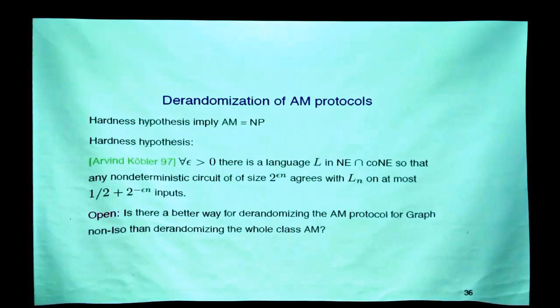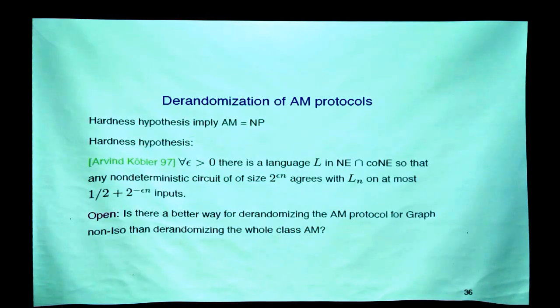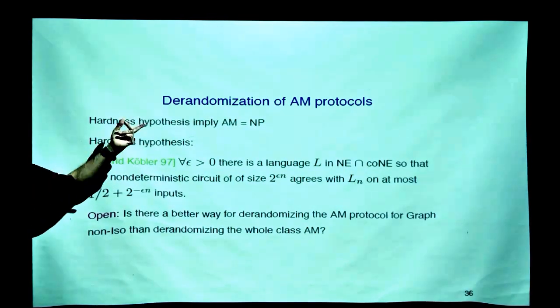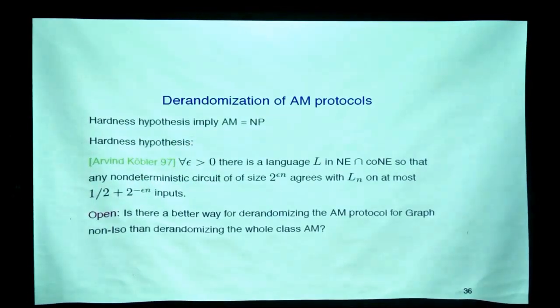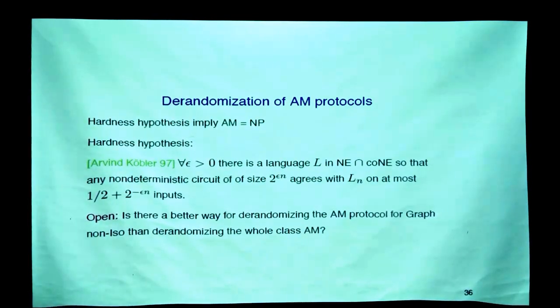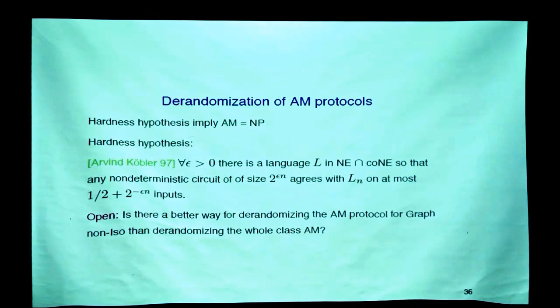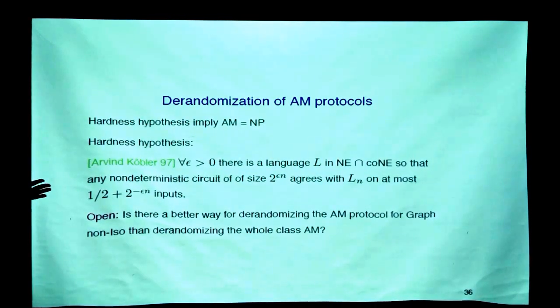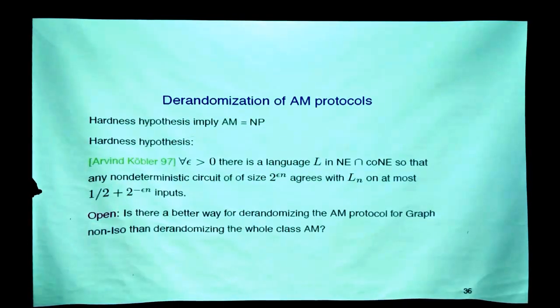And yeah, there have been some attempts to de-randomize this protocol, and under some harmless hypothesis, in fact, AM would be NP, and that would show that the isomorphism problem is in fact in NP intersection coNP, which is not common. And this harmless hypothesis is already here, probably very hard to prove.